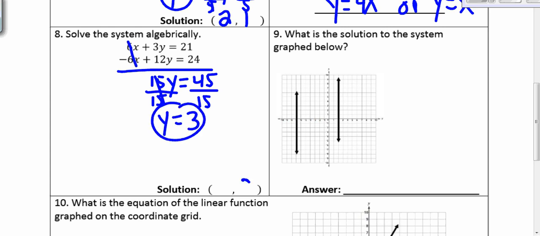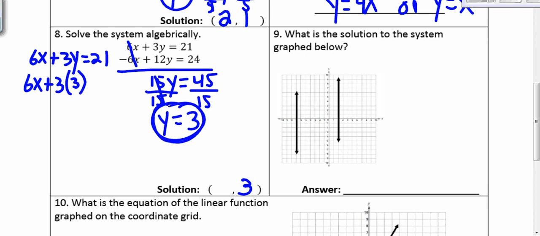But that's not enough. Remember, you have to have a solution where these lines cross. So I'm going to use the first equation because that equation looks a little bit easier to me. I'm just going to rewrite it over here. And instead of y, I'm going to place the 3 that we solved, because we said y is 3. It's going to be 6x plus 9 equals 21.